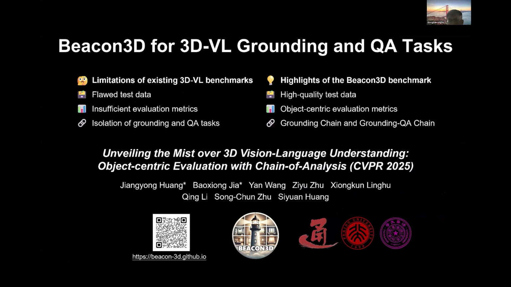So in CVPR 2025, we propose a new benchmark to solve the above shortcomings, called Beacon3D. The highlights of this benchmark are that we have extremely high quality test data without any ambiguous text or incomplete questions. We propose a new object-centric evaluation metric. Then we propose a new evaluation protocol to figure out the grounding QA coherence.